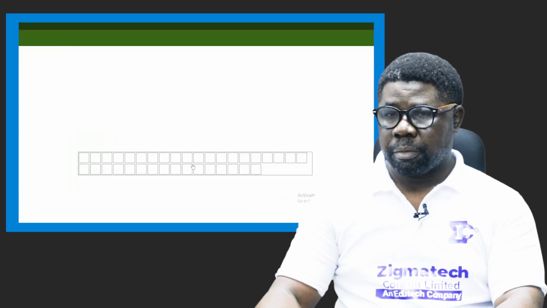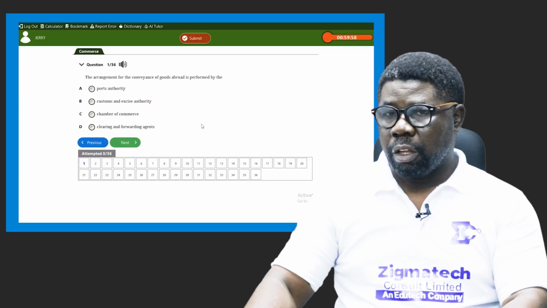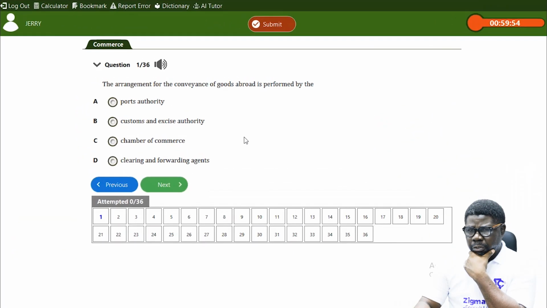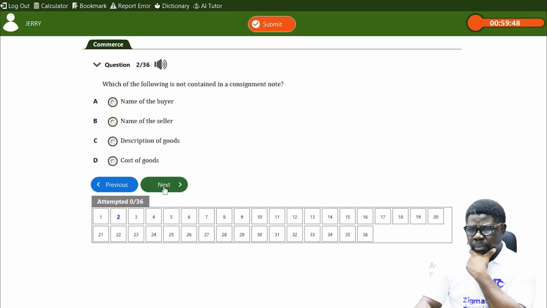Let's see again. Anyone we don't have, we will skip it. The arrangement for the conveyance of goods abroad is performed by who? We did not do this. Which of the following is not contained in a consignment note? Name of the buyer, name of the seller, description of the goods, cost of the goods. Cost of the goods is the answer.